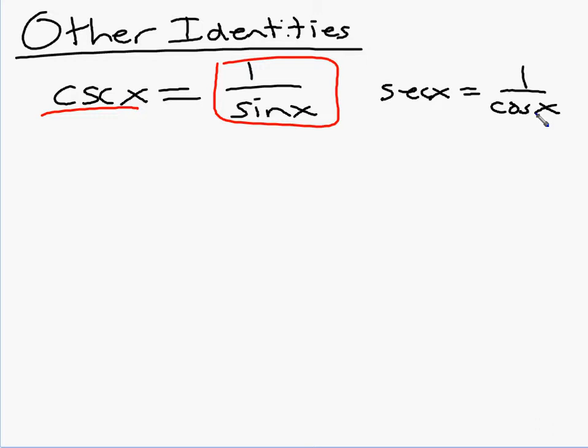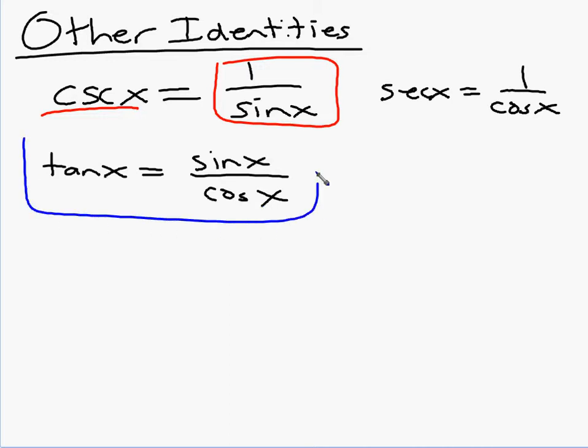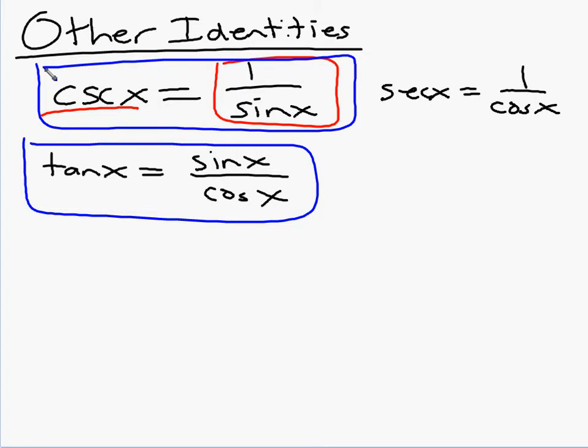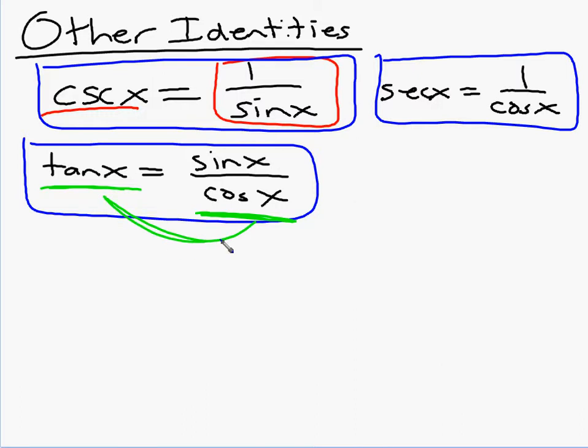Let me just throw one more up that we have learned. We have learned that tangent of x, and this is a big one, is sine x over cosine x. We learned that one when we were graphing tangent. And so once again, all three of these are what we call a trigonometric identity, which I said is like a truth statement. The left side and the right side are interchangeable. I can replace one side with the other.